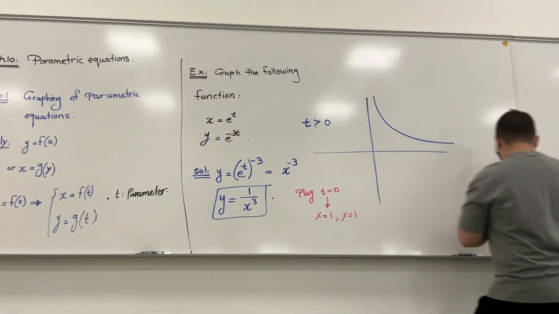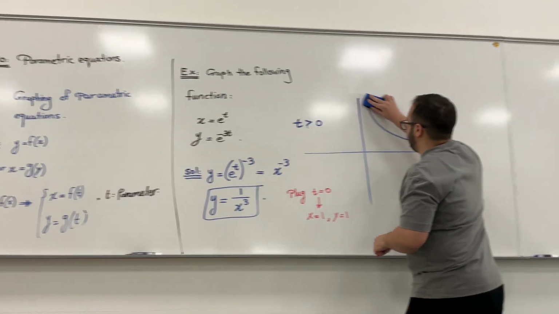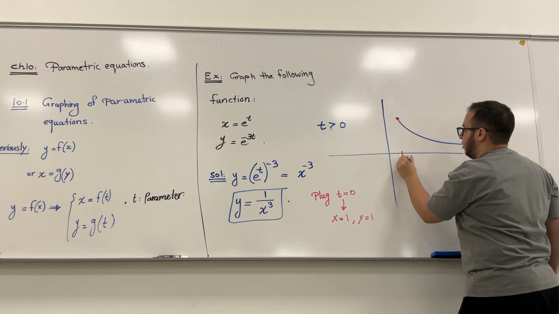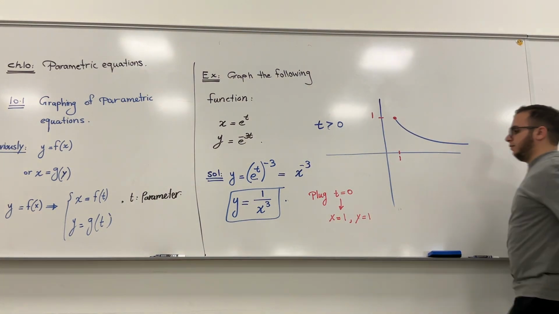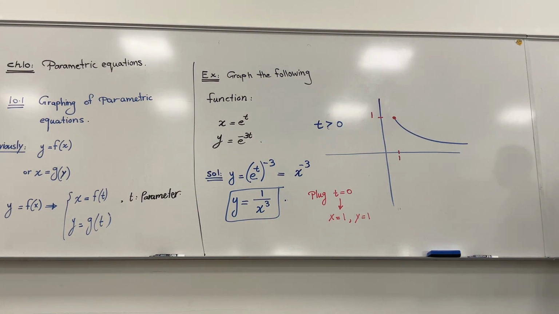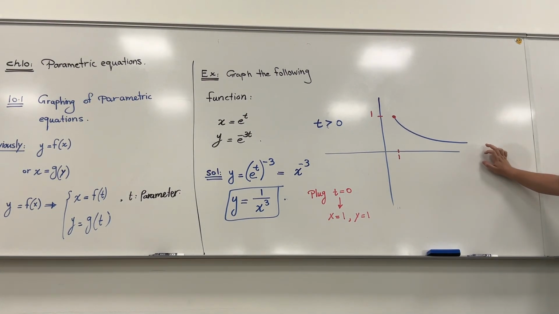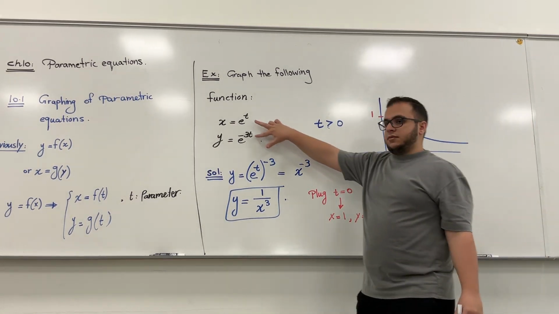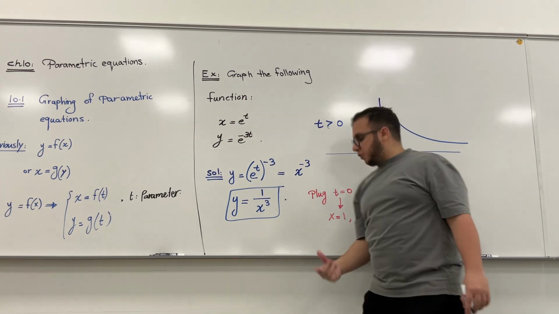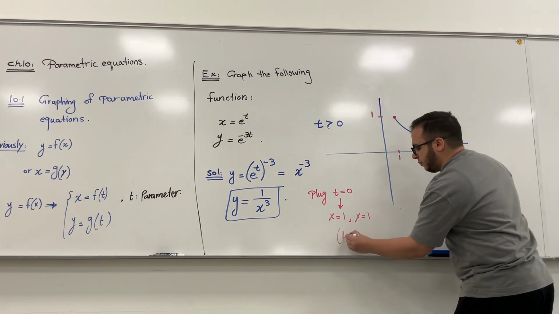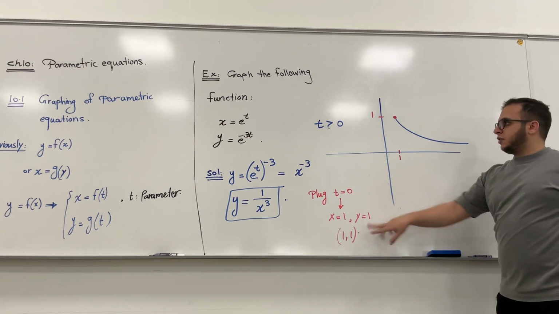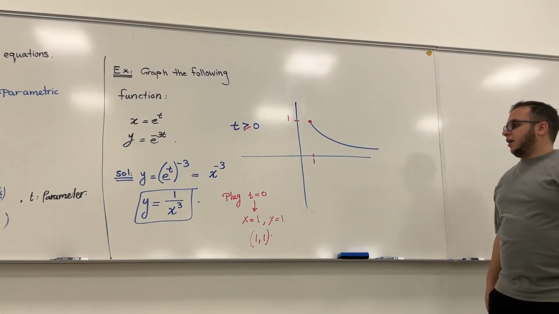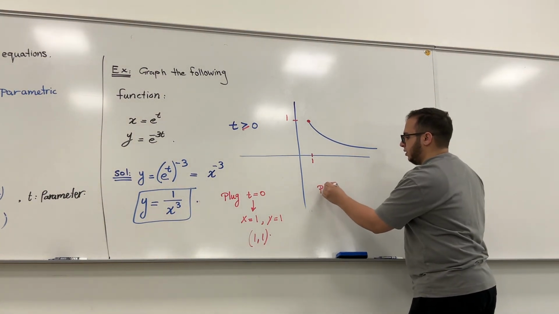Let me make it here, for example. Here, 1, 1. This is the first point on the graph. And then you plug t, right? And then you get the pair. So basically 1, 1 is a pair on the graph. And it's the first pair because t starts from 0. It's larger than or equal. Okay? And then I can say plug t equal infinity.